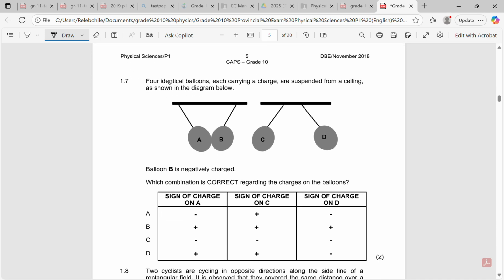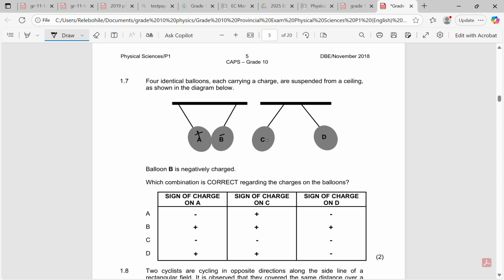1.7 says we have four identical balloons, each carrying a charge, and they are suspended from a ceiling as shown in the diagram below. Then they say balloon B is negatively charged. So this one is negatively charged. And then they say which combination is correct regarding the charges on the balloons. So this is what we are going to look at, guys. We already know that B is negatively charged, but we see that B and A are attracting each other. And that means A is supposed to be positive.